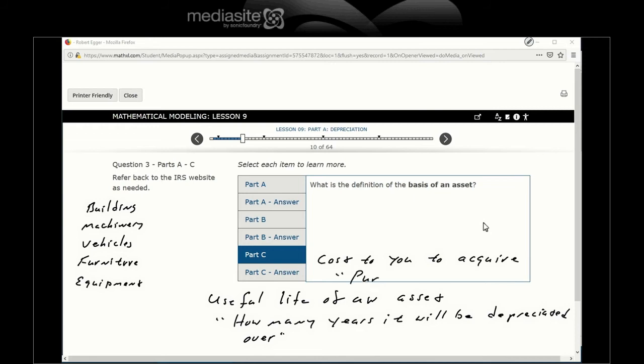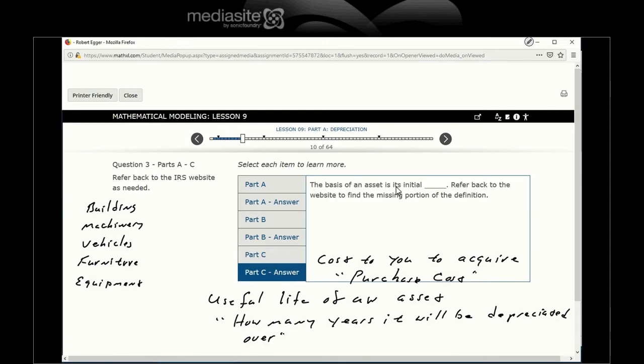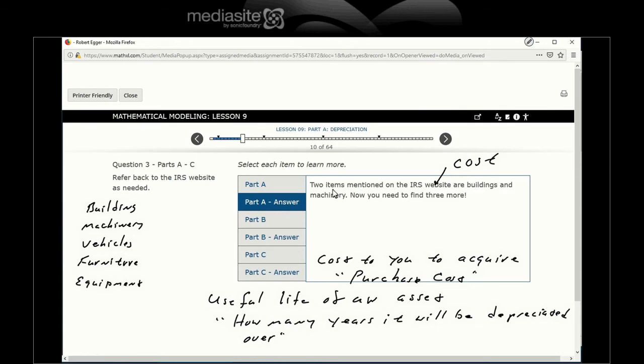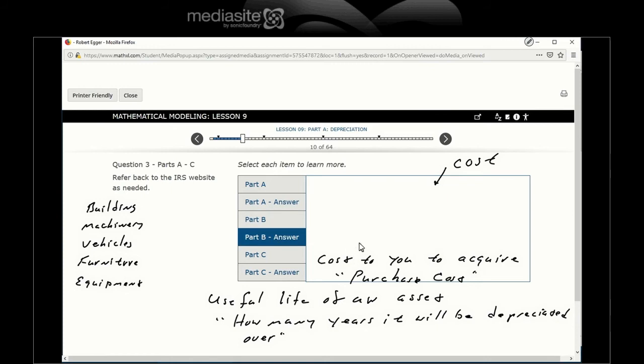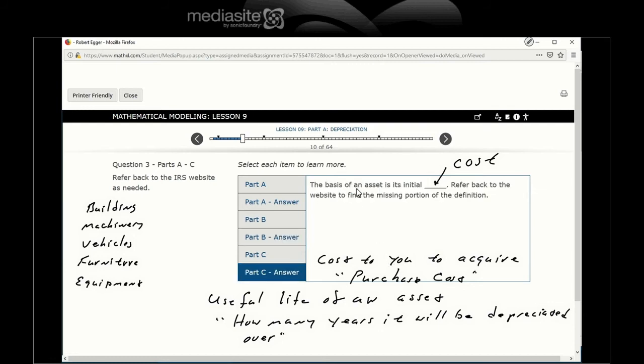Simply, what was the initial purchase cost? If you purchase a vehicle for $25,000, the basis of the asset would be $25,000. The basis of an asset is initial cost. So, the items that are depreciable: what the building cost, what the machinery cost, what the vehicle cost, the furniture, equipment. Class life of an asset is the number of years over which the asset would be depreciated. And the basis of an asset is its initial cost.